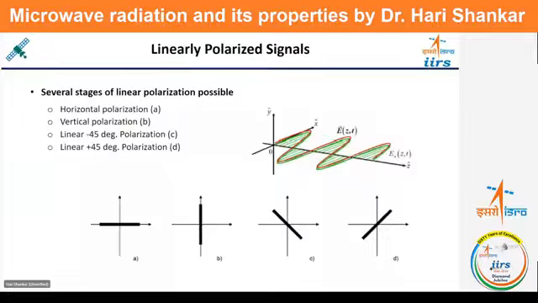Another example of these linearly polarized signals: here you can see the red signal and the green signal both are moving like this. It means this is the horizontal polarization. This is vertical polarization. This is inclined, or linear polarization at minus 45 degrees. This is linear polarization at plus 45 degrees.